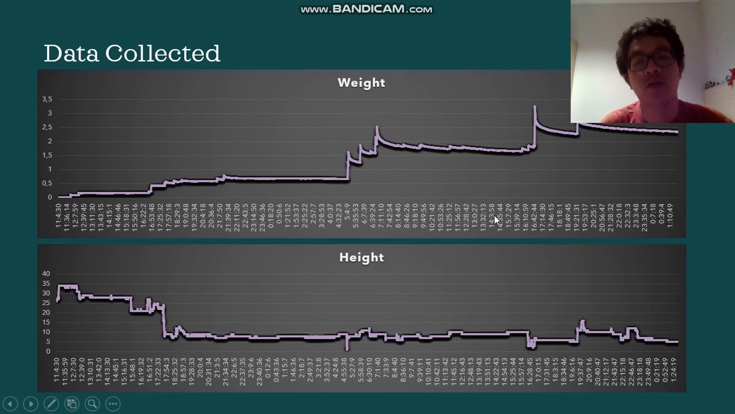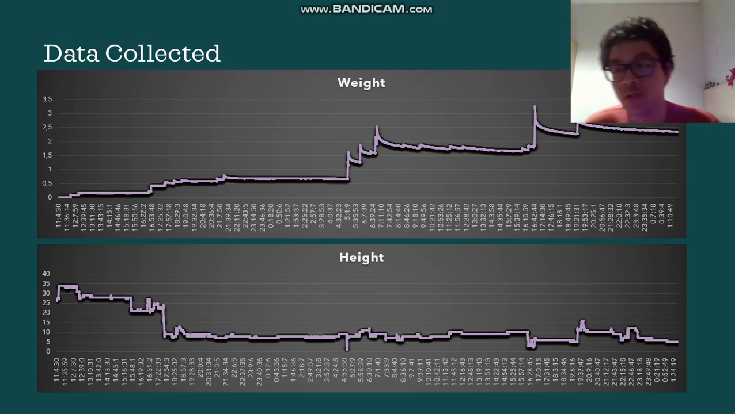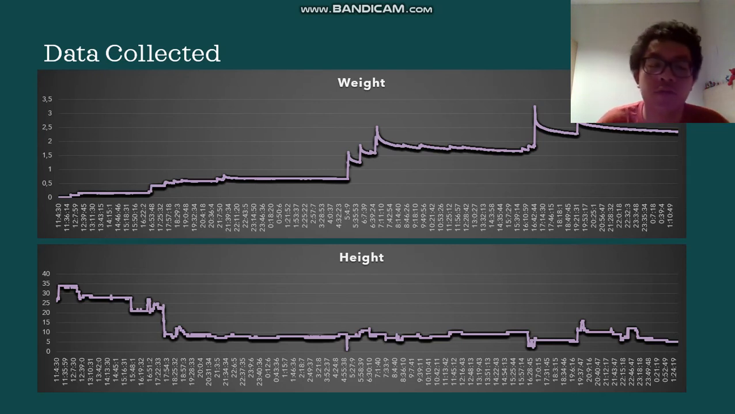Okay, so after we conducted the experiment, we got our data. As we can see, the upper graph is the weight and the lower one is the height. This experiment was conducted for 38 hours based on a power bank battery with a capacity of 3750 milliamp hours. As we can see here, the weight first gradually increases until it reaches the middle, but there is a spike.